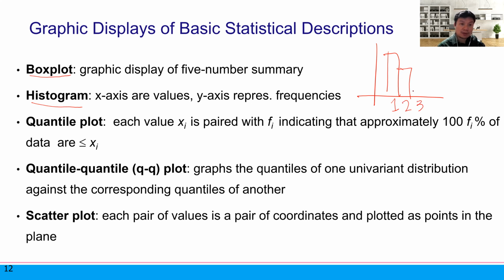So the quantile plot refers to the box plot. If you know the quantiles of the data, then you can see the box plot. But in the quantile plot, we want to make a pair with some frequency. And there is also another kind of plot which we call the quantile-quantile plot, or QQ plot. It is a kind of analysis to understand the quantiles of a univariate distribution against the corresponding quantiles of another. And the scatter plot.